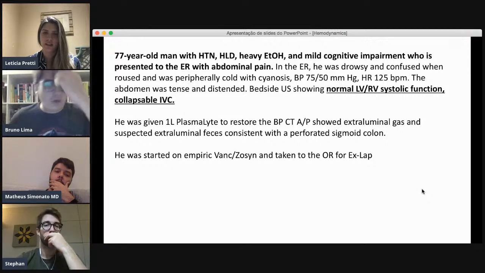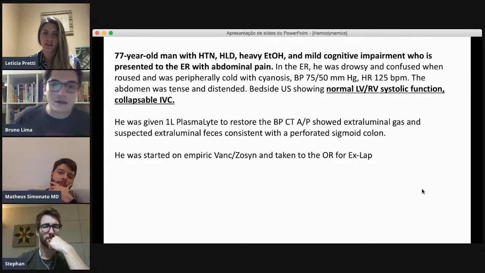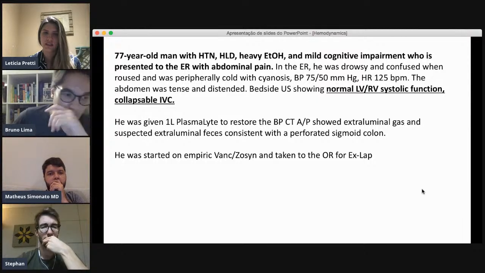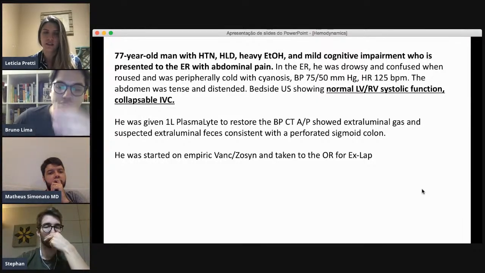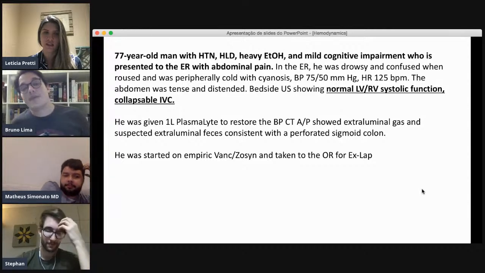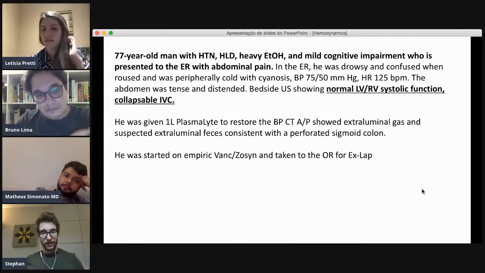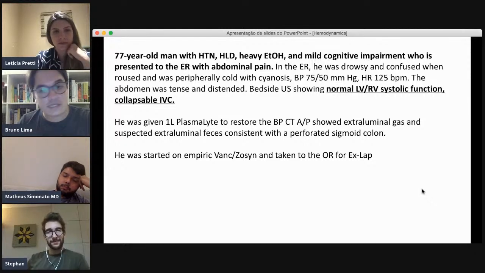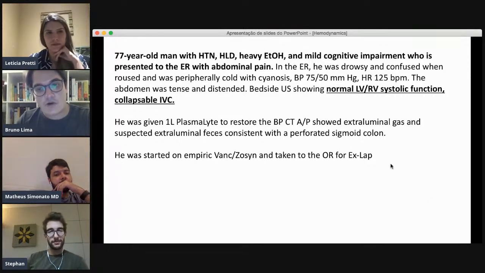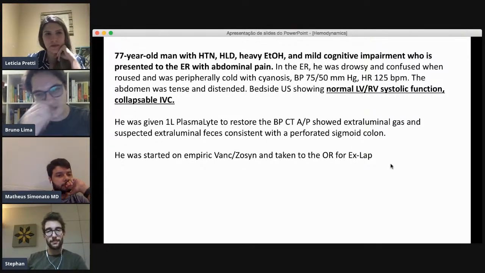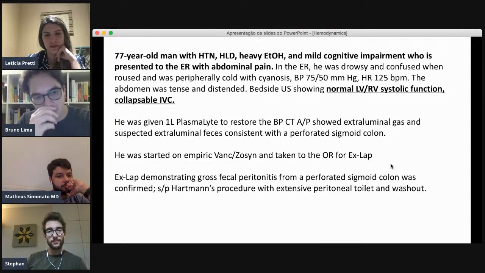So he was started on empiric antibiotics. He got vancomycin, to cover gram-positives, including MRSA, and Zosyn. Zosyn is piperacillin-tazobactam, so it covers gram-negatives, including pseudomonas. And he was taken to the OR for an exploratory laparotomy, or XLAP, as they call it here.